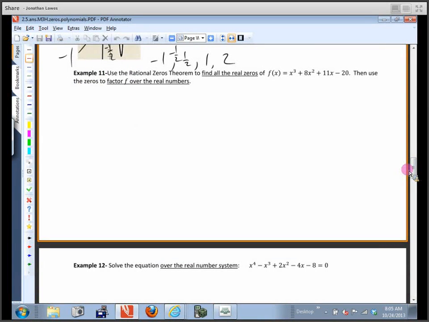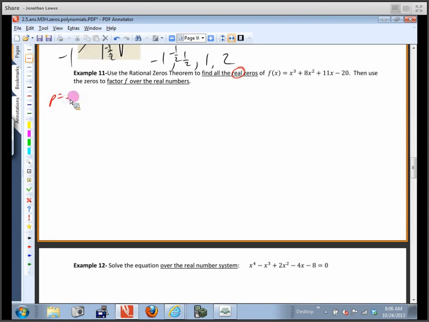Number 11 says, use the rational zeros theorem to find all the real zeros. All the real zeros. So the key word there is real zeros. We're only looking for real zeros. If we happen to find something that has an imaginary zero in it, we're not going to worry about that. And then it says, use the zeros to factor it over the real numbers. Okay? So let's take a look at this. It says, use the rational zeros theorem. So that's the P and Q stuff. Tony, what's P on this problem?